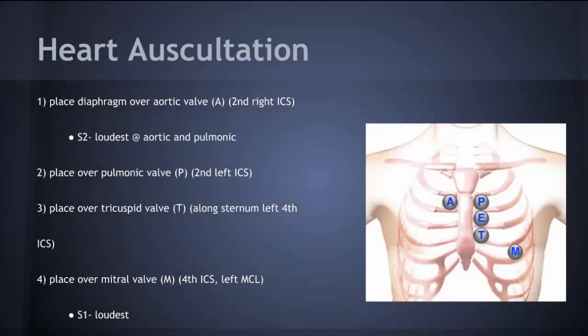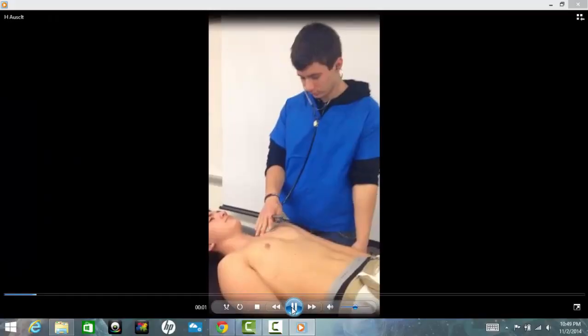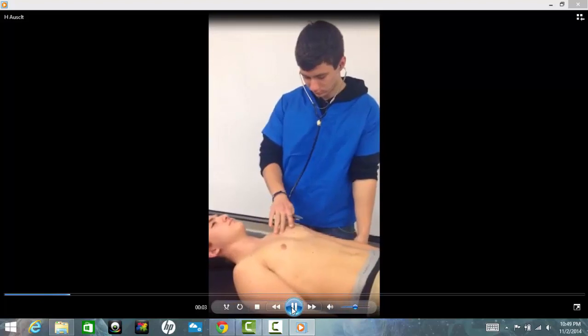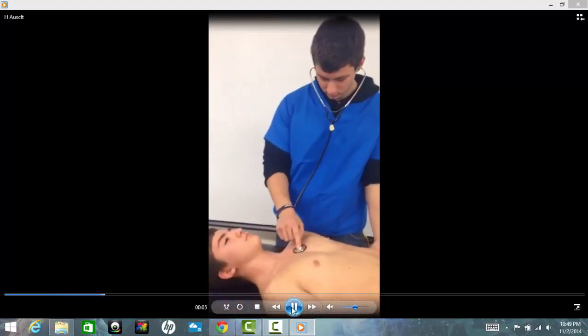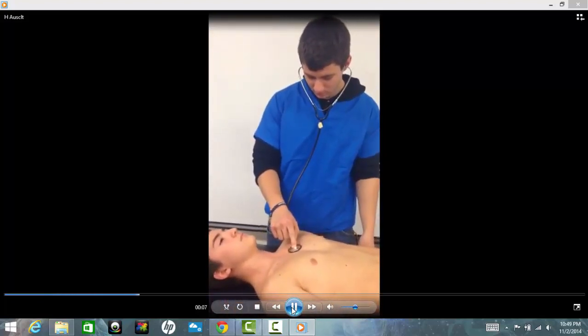Next comes the auscultation of the heart and its valves. This can be done by listening to the aortic valve at the second right intercostal space near the sternum, the pulmonic valve at the second left intercostal space near the sternum, the tricuspid valve along the sternum at the fourth intercostal space, and the mitral valve at the fourth intercostal space at the left midclavicular line. The aortic and mitral valve are quite important since the heart sounds S1 can best be heard at the mitral and S2 at the aortic.